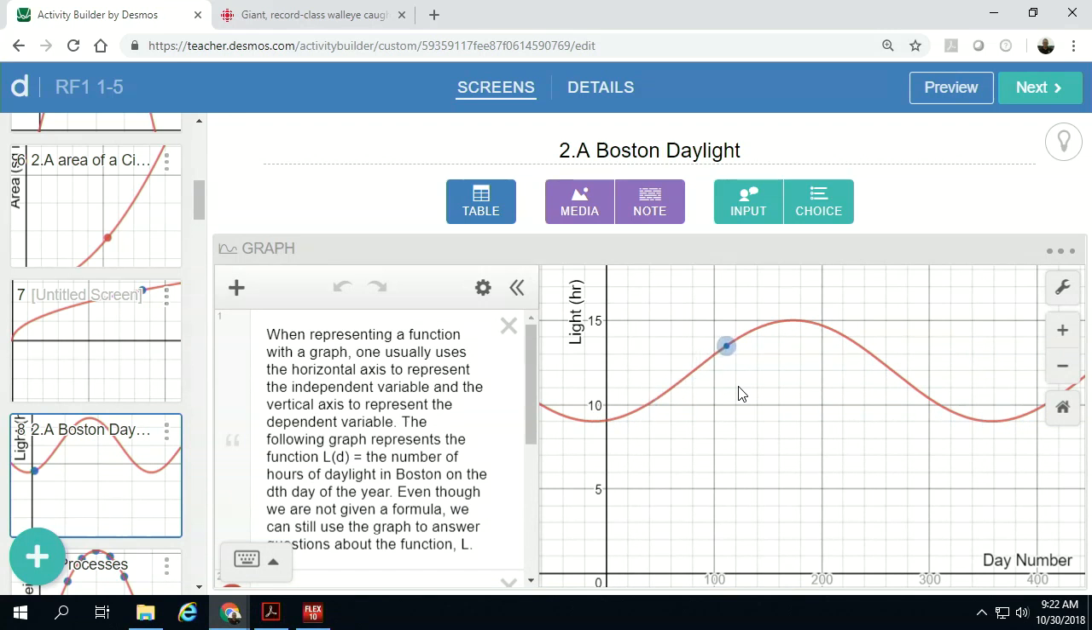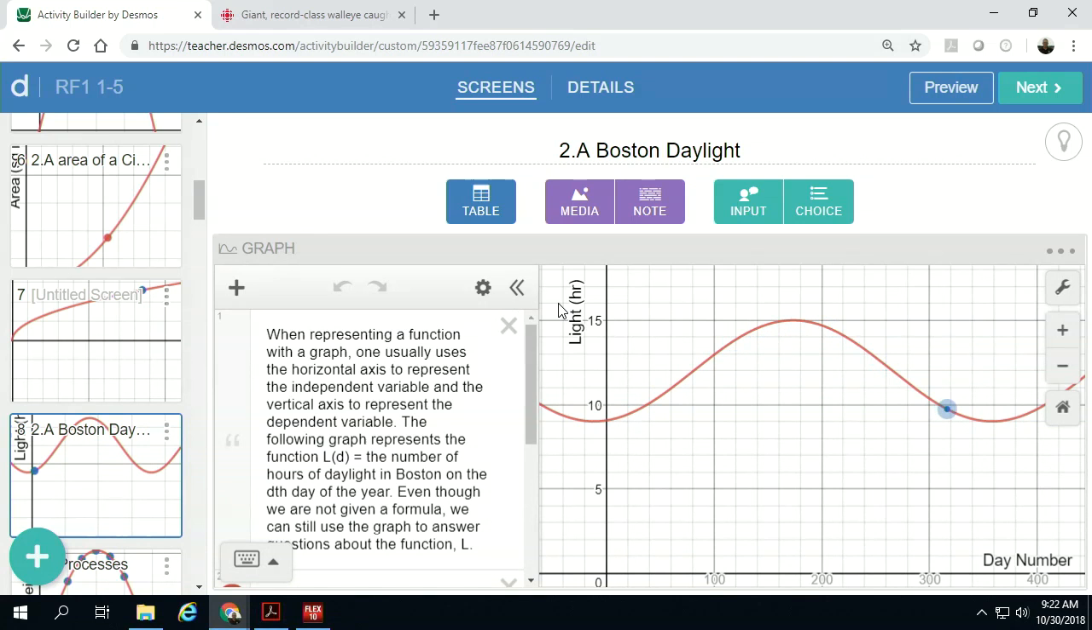Units on the independent or input variable. 15 what? 15 hours, right? Units on the independent variable, C, day number, right? The day number of the year. So E, what does -5 mean? Which would be about Christmas Day, somewhere around there.